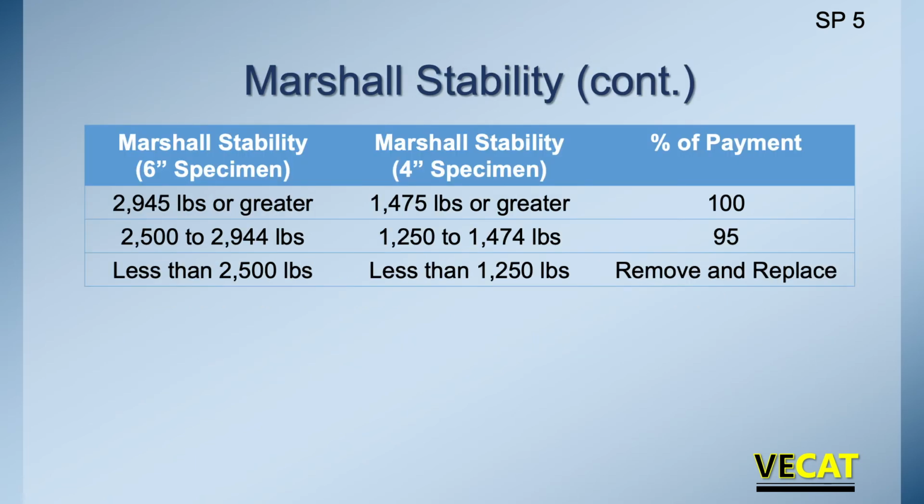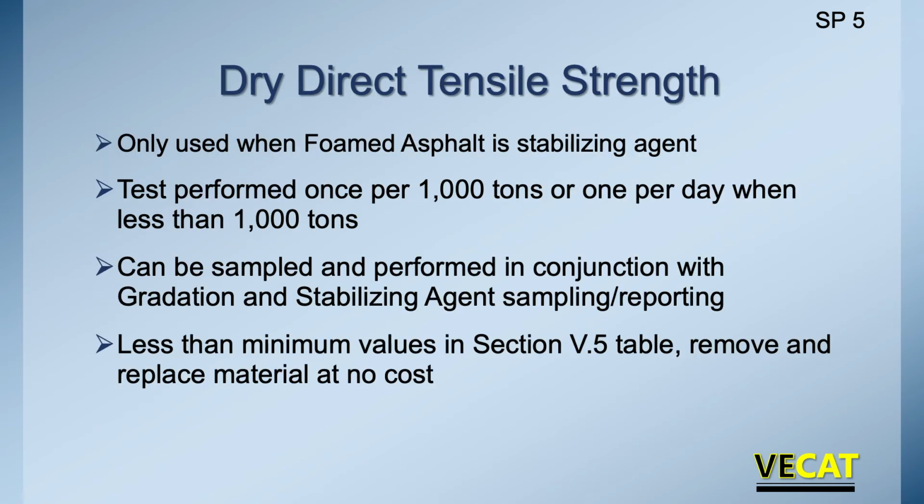If we're doing emulsified asphalt, Marshall stability is one of the tests we look at to confirm the properties of the material. So if we're doing a 6-inch specimen, it needs to be 2,945 pounds or greater to get 100% pay. If you're less than 2,500 pounds, you're in remove and replace. So as you're going through production, whether you're at the plant or out in the field doing cold in place recycling, and you're using an emulsion, you need to be 2,945 or greater for 6-inch, or 1,475 pounds for a 4-inch, for 100% pay.